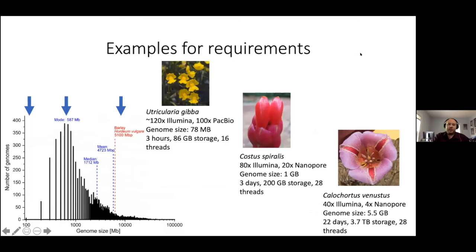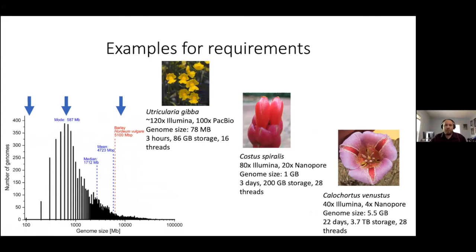And so here's an example from 3 different species. One, Utricularia gibba, which is what we're using today. It's got a small genome, only 78 megabases. For this, we have 120x Illumina, 100x PacBio. If you include all that data to assemble the genome, it takes about 3 hours with 16 threads. So that's not too much.